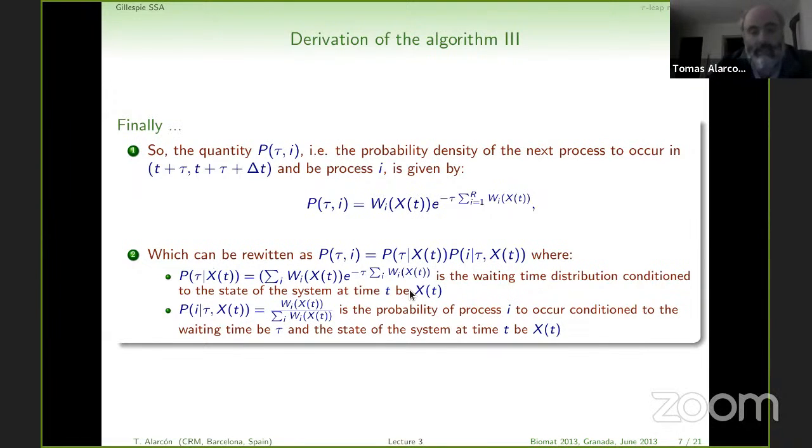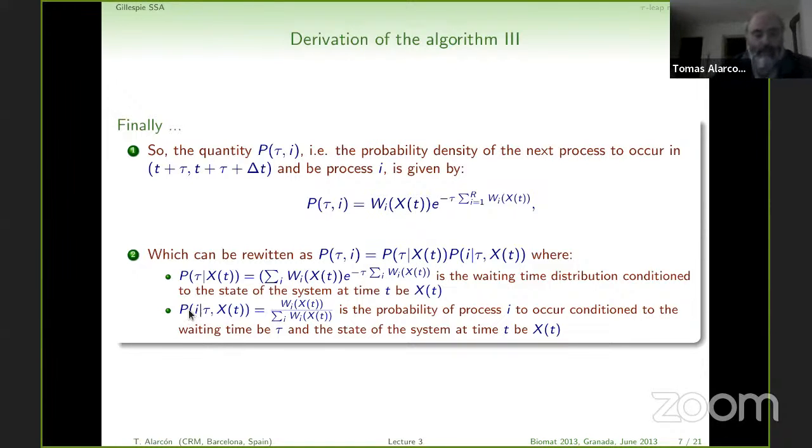So this is the waiting time distribution. You are sitting at time t, your state is x of t, and then you see until when you have to wait for the system to change its state. This is generated by this exponential distribution. Now once you have waited the time that you have to wait, which is prescribed by sampling this probability distribution, you have to choose which of the possible things that can happen to your system is going to happen.